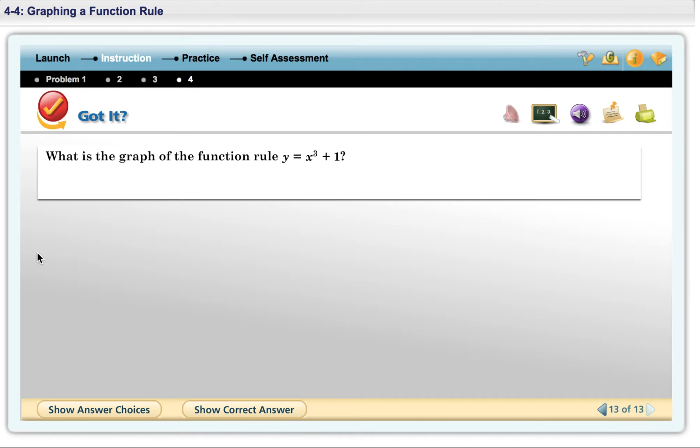So at this point, why don't you pause and make yourself a table of values. Hopefully, x cubed means whatever you put in for x, you're going to multiply it by itself 3 times. So if you were to put 2 in as your x value, that means 2 times 2 times 2. So go ahead and make your table of values, and then plot your points, and let's see if you get something that looks like some of the possible answers here.